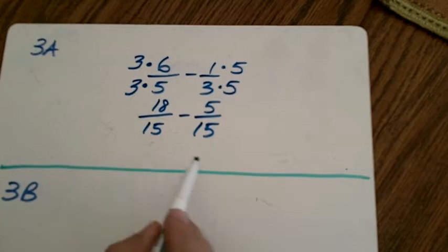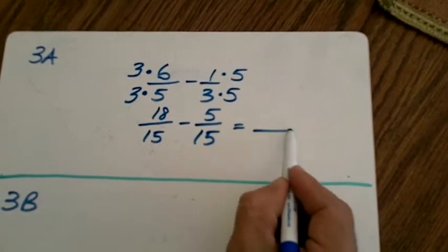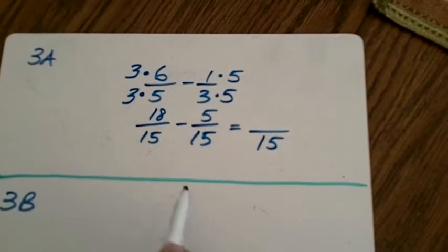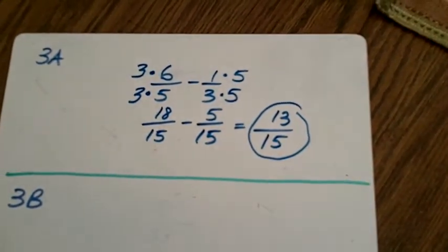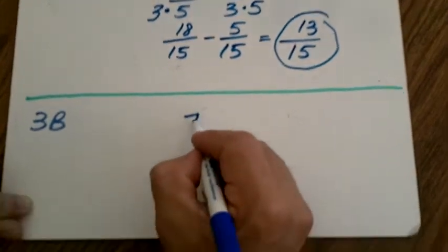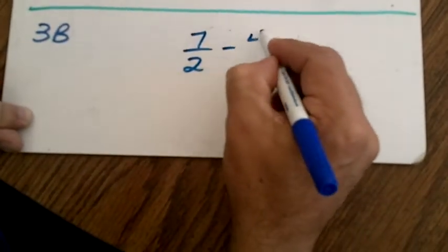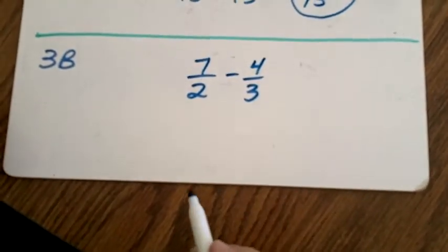Now we're back to questions 1 and 2, where you have the same denominator. Keep it and do what the math says on top, and you are done. So I want you to try this one. 7/2 minus 4/3. Good luck.